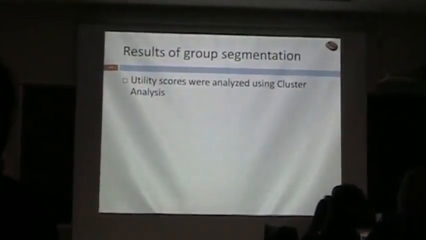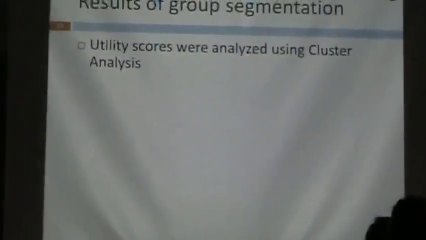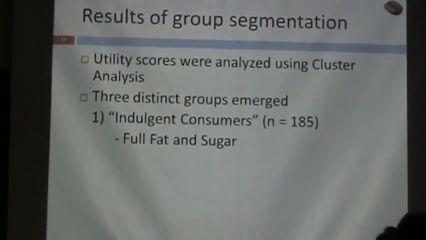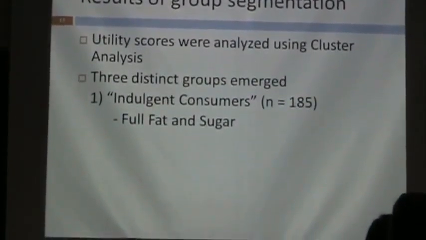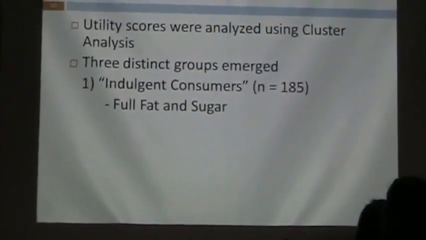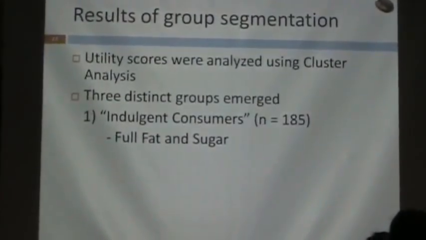Then I used cluster analysis on the utility scores to see if I had different groups that could emerge from the data. And I found that I had 3 distinct groups. The first group I'm calling indulgent consumers. And they were the consumers where full fat and sugar were the primary drivers of choice for them. They wanted that beverage to taste good. It's not about health, it's about taste.